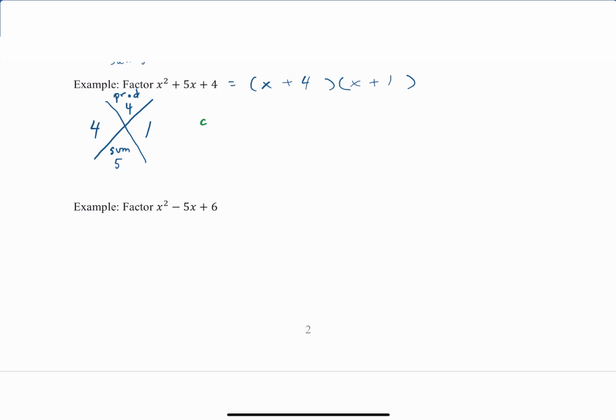Now remember, you can always check to make sure your multiplication problem, your factorization, is correct by doing the multiplication and seeing if you get back to the thing you started with. So in this case, I would check by foiling. I'd have x squared plus 1 times x plus 4 times x plus 4, and combining the like terms in the middle, x squared plus 5x plus 4, that's what I started out with, so my factorization is correct.